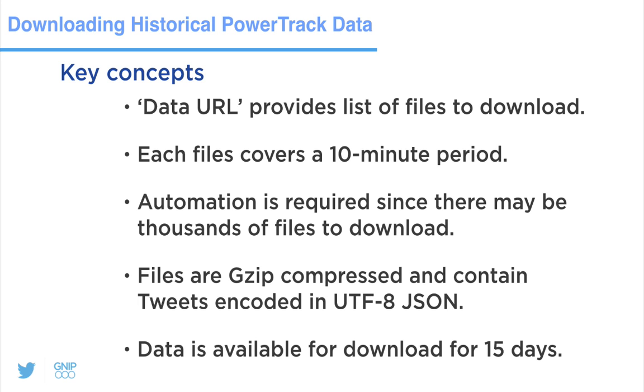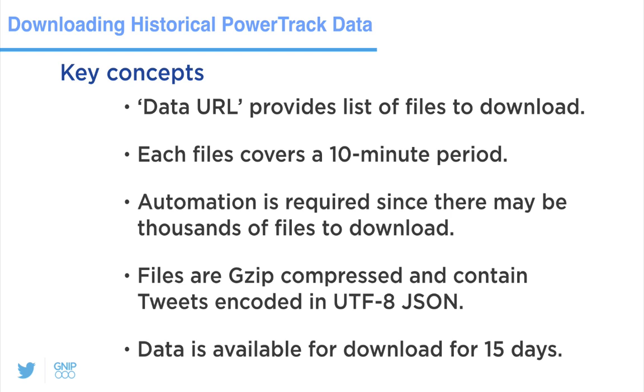Here are some key concepts to consider when downloading historical PowerTrack data. The first is that there is a data URL that provides a list of files to download. If you are a subscriber to the historical PowerTrack API, you'll receive this data URL as part of the metadata returned from the API around any completed job. If, on the other hand, you are a one-off customer, perhaps you're doing some research using Twitter data, you will receive a data URL link from your representative at Gnip.